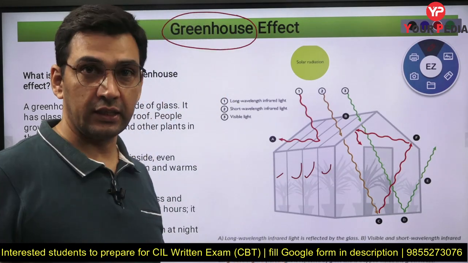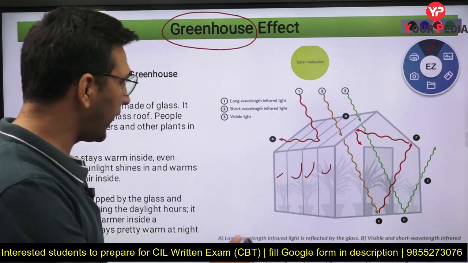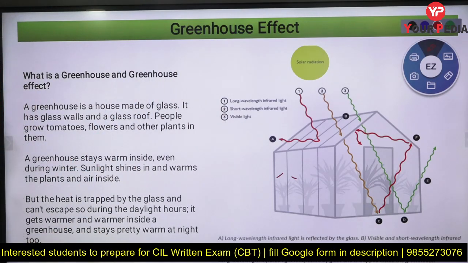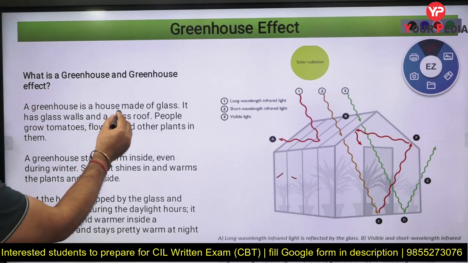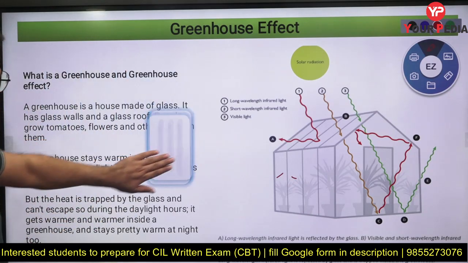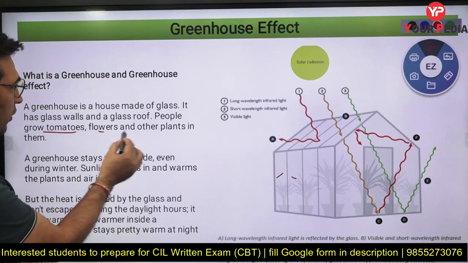Now this is a very general concept that I am explaining to you. How it happens, I will explain next. Now see, have a look at these lines over here. A greenhouse is made up of glass, right? The glass has walls, and obviously a glass roof and all that. People grow tomatoes, flowers, and plants.